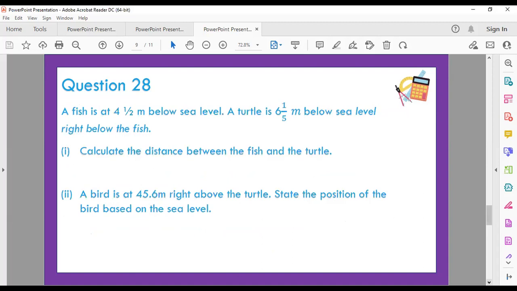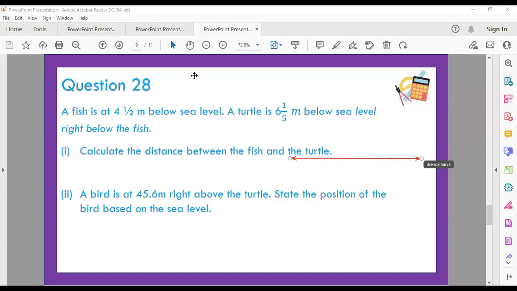Moving on, question 28. This one was a bit challenging. So let's look at this. A fish is at 4.5 meters below sea level. I told you to draw. Draw your sea level. So let's draw that. Okay, this is my sea level. Maybe I'll just bring it down a bit. Not so straight also. Okay, now it's straight.